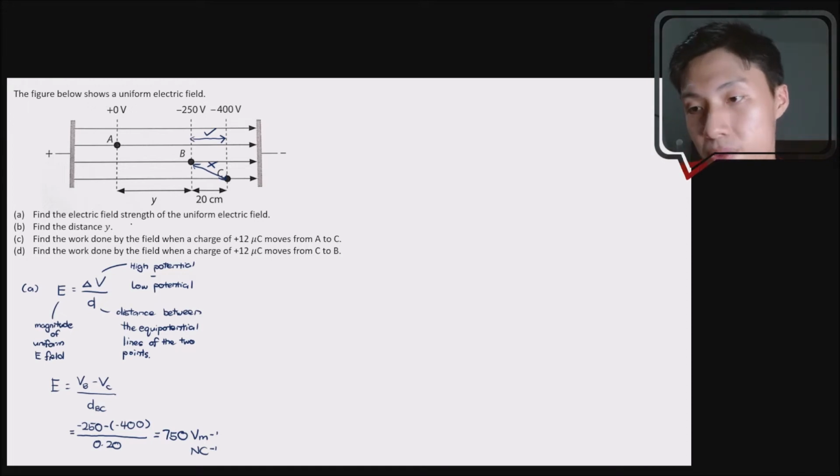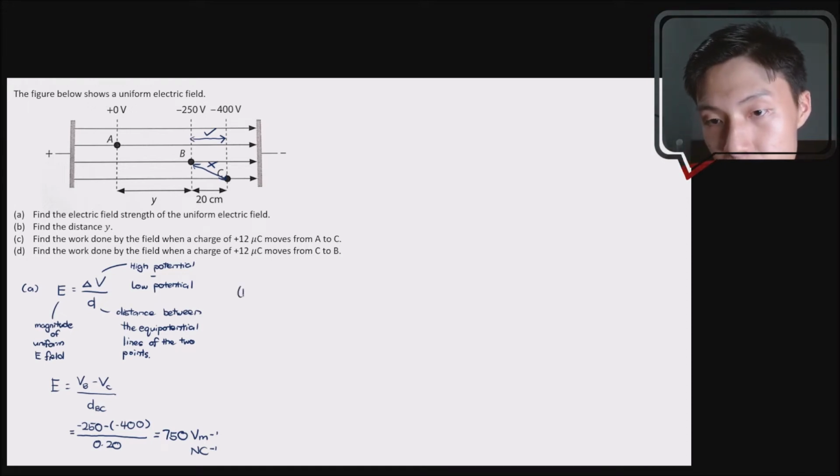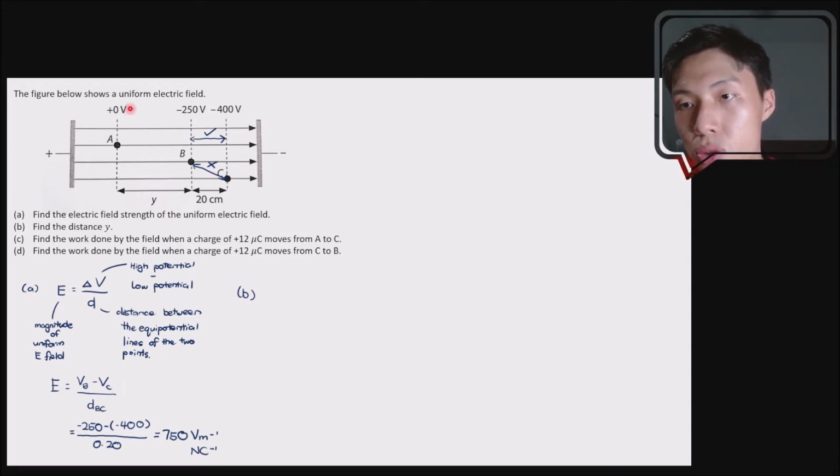Both are fine. Next, question B. They ask you to find the distance y over here. Distance y is over here. You know the potential difference between them can be obtained, so you can use back this formula over here. You can get your delta V.